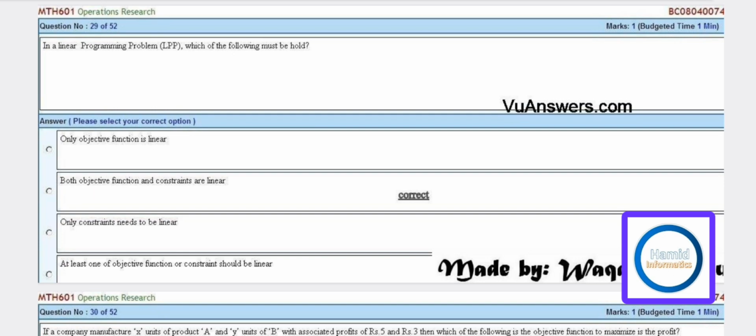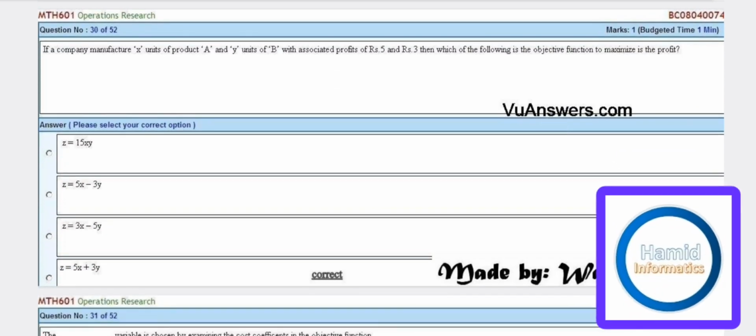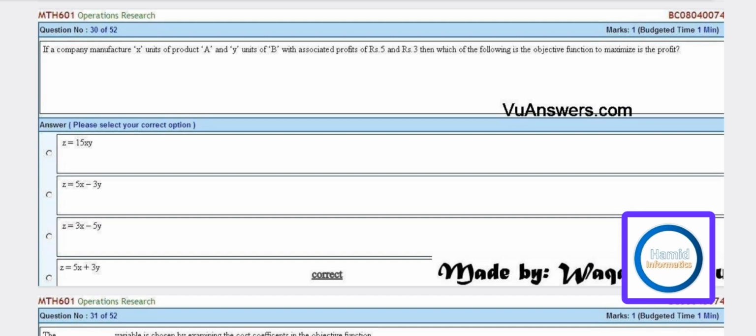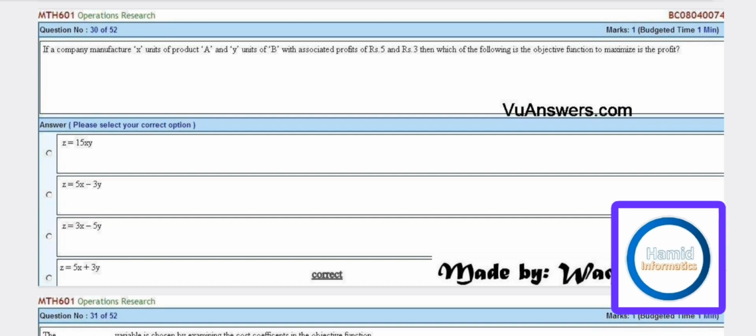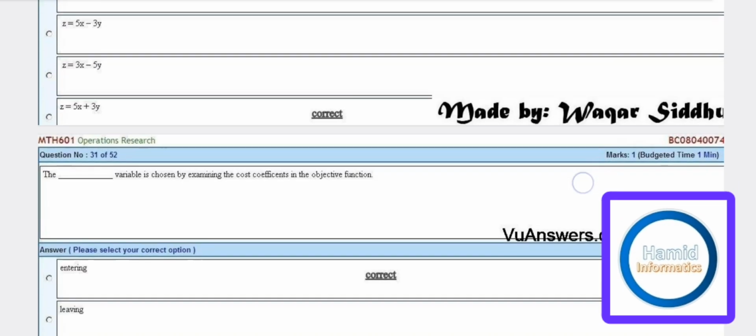Both objective function and constraints are linear. In a company, manufacturer X units of product A and Y units of B with the associated profits of Rs 5 and Rs 3. Then which of the following is the objective function maximize the profit? Answer is Z is equal to 5x plus 3y.